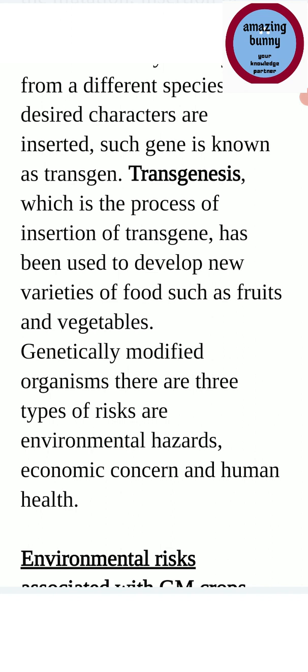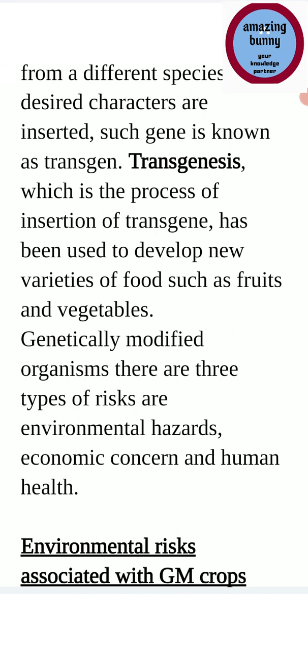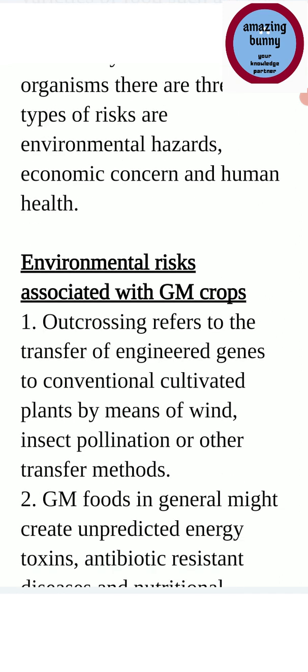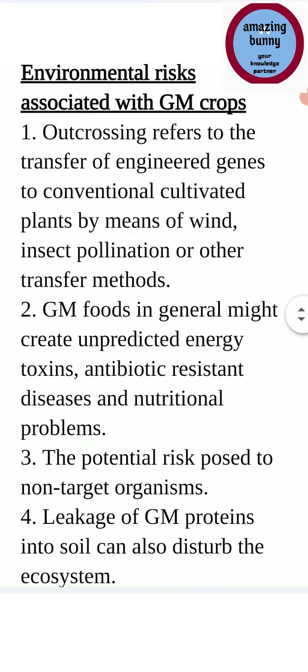GMO, there are three types of risk associated, that is environmental hazards, economic concern and human health. Environmental risk associated with GM crops. Outcrossing refers to the transfer of engineered genes to conventional cultivated plants by means of wind, insect pollination or other transfer method.